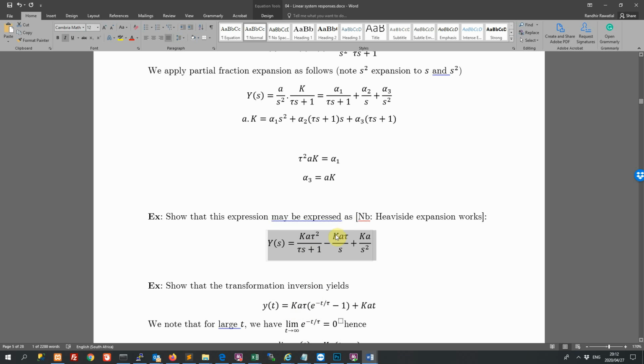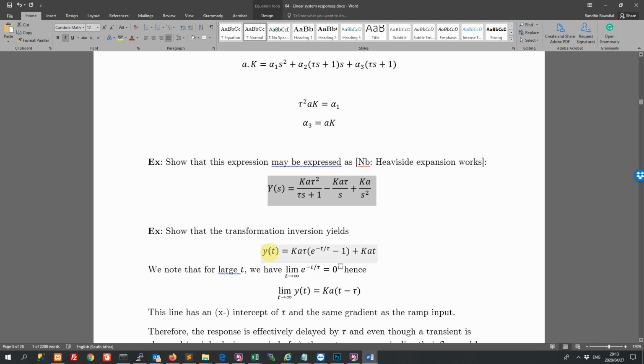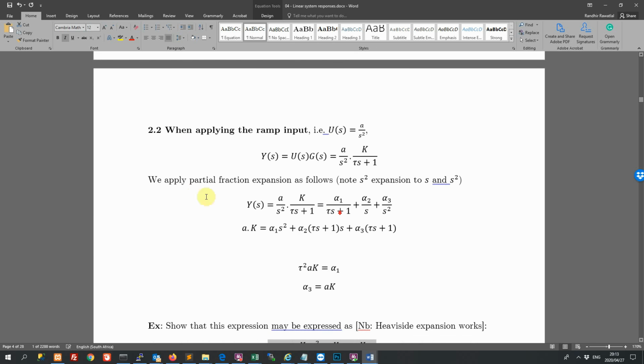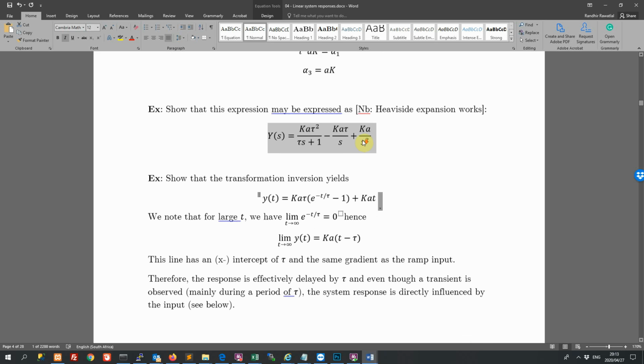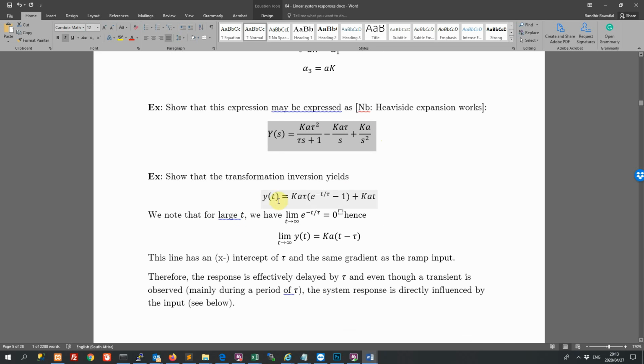And then you've got the minus 1 over s, so that's 1. And again, we've got the Ka tau here. And then you've got the 1 over s squared, which is a t. So it's Ka t. So this is the time domain version of that expression. And again, this is for the same first order process, just with a ramp input applied. So we've applied a ramp input, and this is what we get in the time domain.